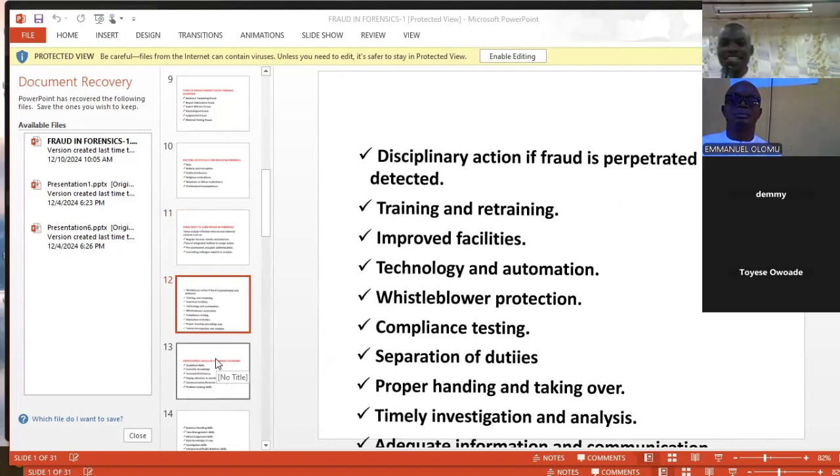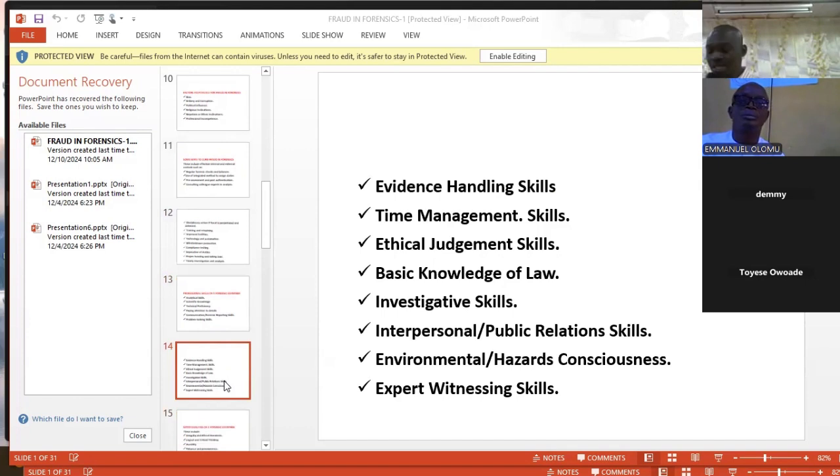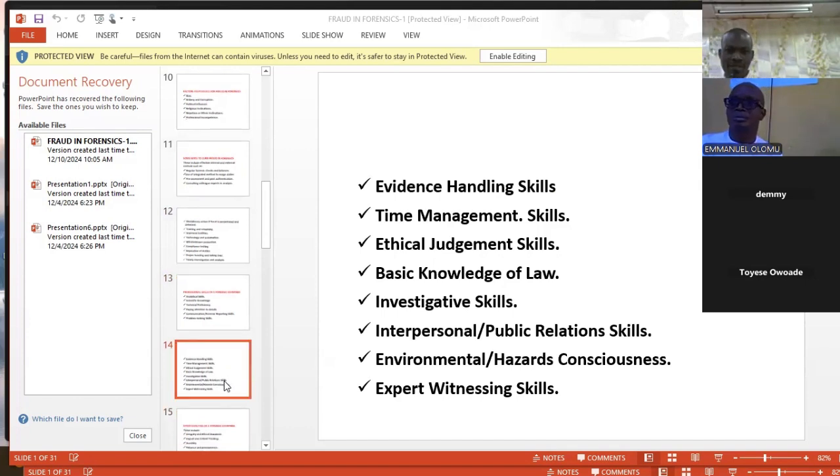Okay, the screen is up now. I think they can see it. Okay, so the screen is up. I'm sharing my screen now. Okay. Next slide. Okay, next slide.